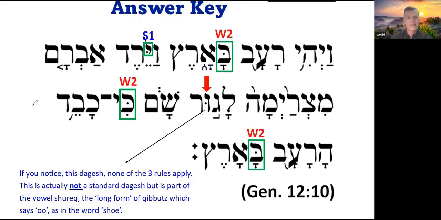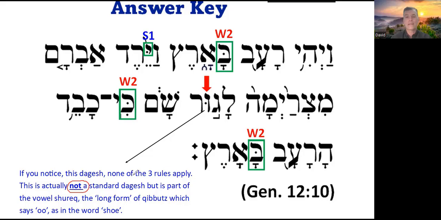So this is actually not a standard dagesh, not a dagesh. Oh, it looks like one. It's part of the vowel shurek, which is the long form of kibbutz, which says u as in the word shoe. So it's not a weak dagesh.